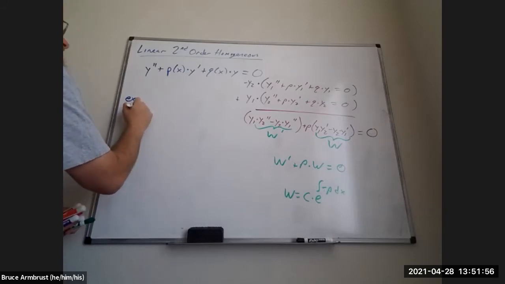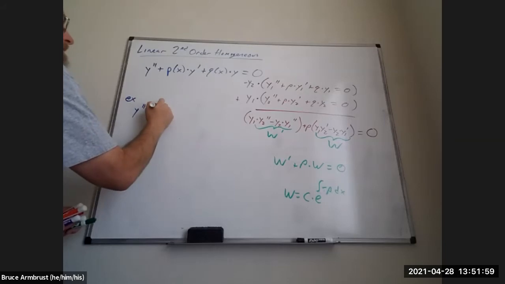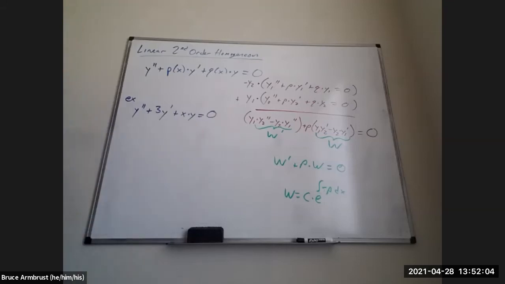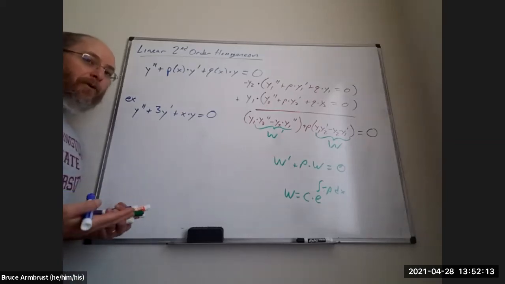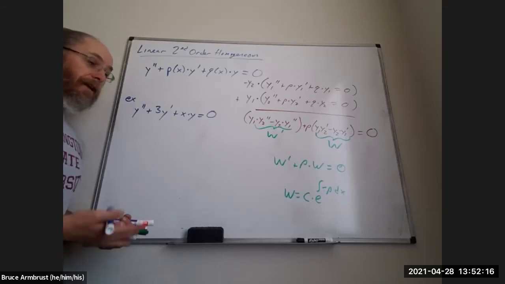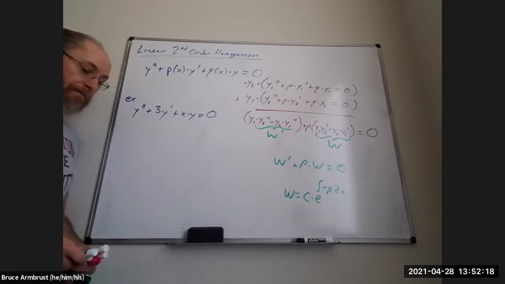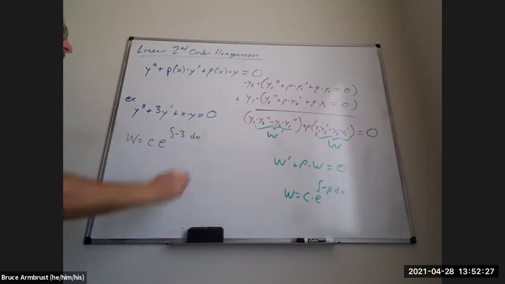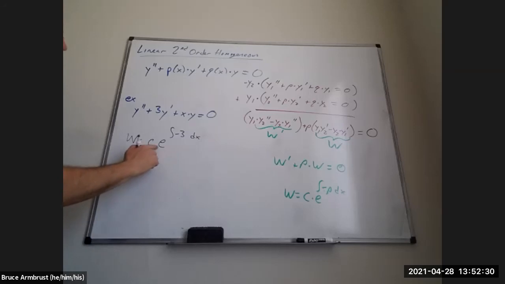Meaning, let's say we've got y double prime plus 3y prime plus xy equals 0. Okay, so I have no idea what a fundamental set of solutions is to this. Right? I don't know my y1 and I don't know my y2. However, I can calculate my Wronskian. My Wronskian is going to look like this: c times e to the minus 3 dx, which is going to give me c times e to the minus 3x.